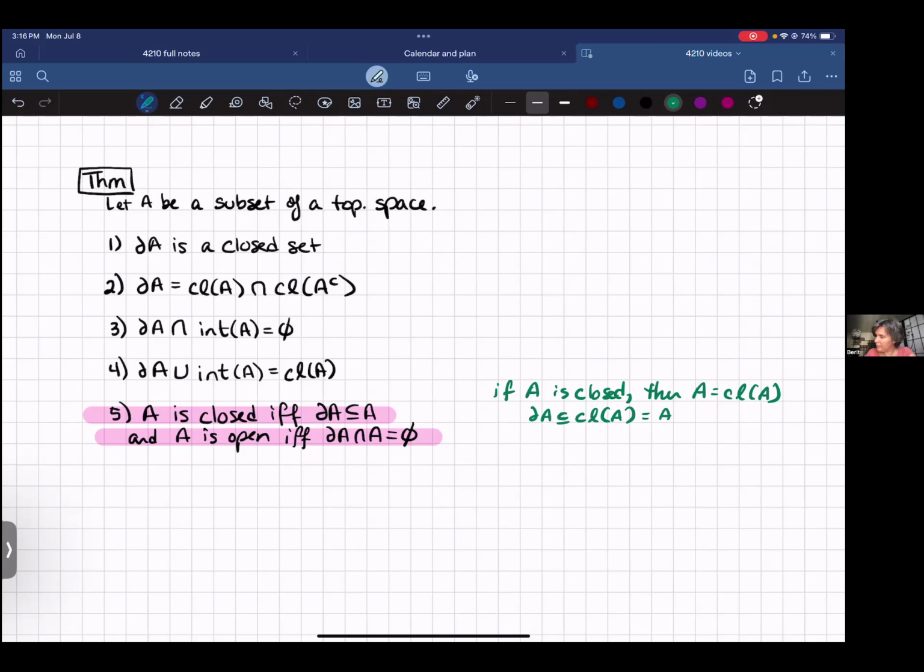Then if A is open, then A is equal to its own interior. And we already know from above that the boundary of A and the interior of A are disjoint. And so that would mean that the boundary of A and A are disjoint. I explained those both as if-then statements, but these are if and only if statements, so I'll leave the other direction for you to figure out.